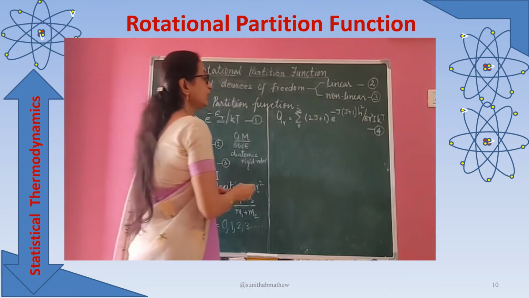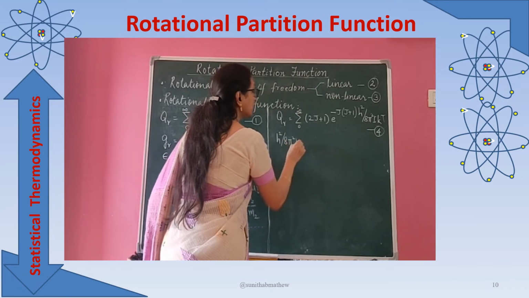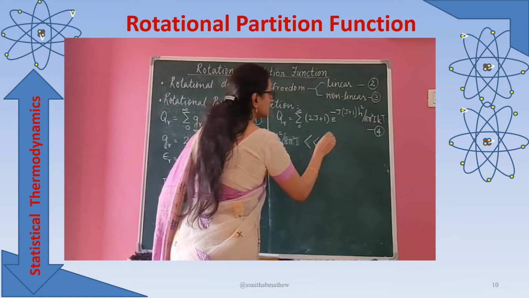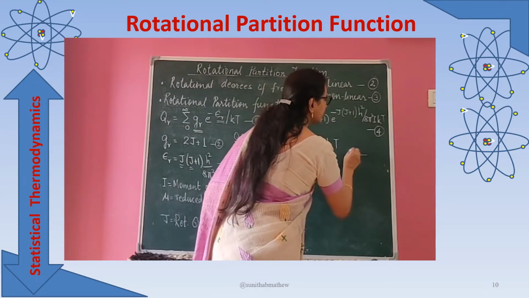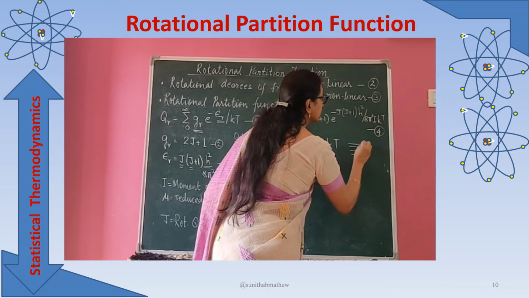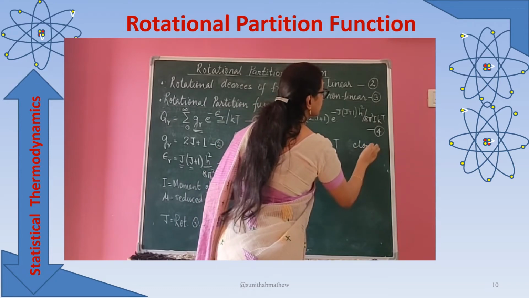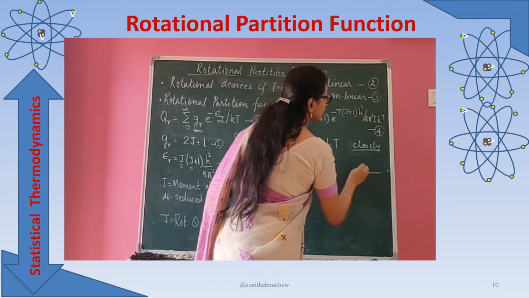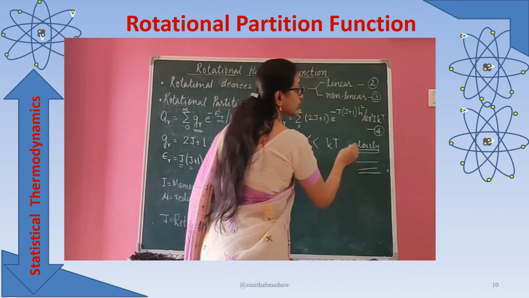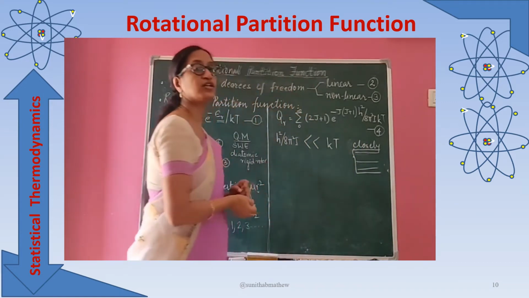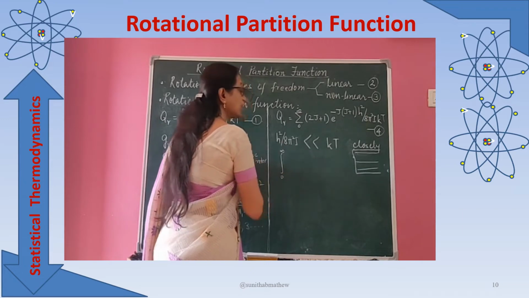Now, as we have seen in translational, this term h square upon 8 pi square I is small in comparison to the thermal energy kT. So the rotational energy levels, though they are far from translational energy, we can still consider them as closely spaced. You have seen the different values of J. The gap goes on increasing, J is equal to 0, 1, 2, 3, etc. But still we can consider them as closely spaced. So this summation will again be replaced by integration sign.